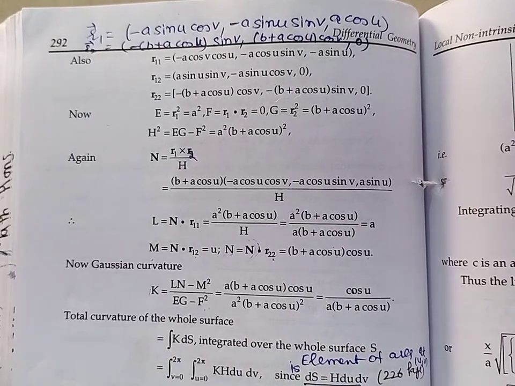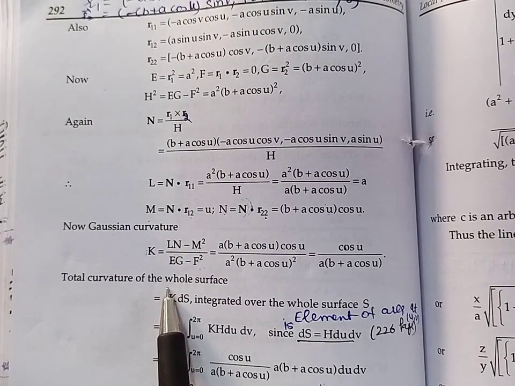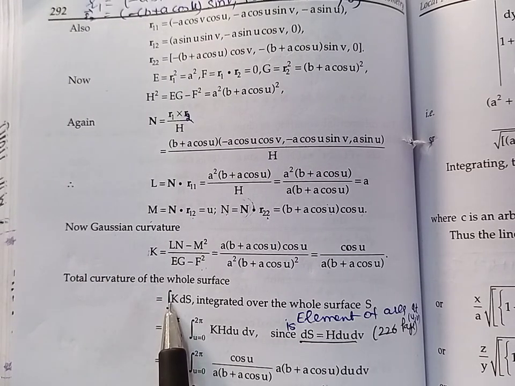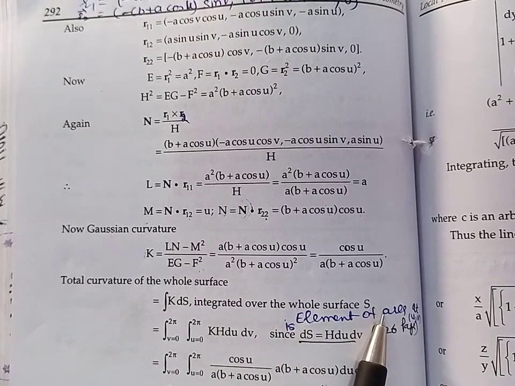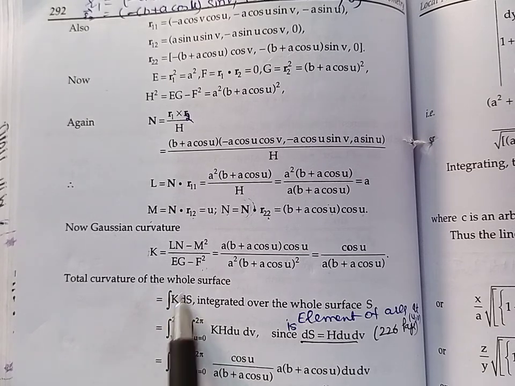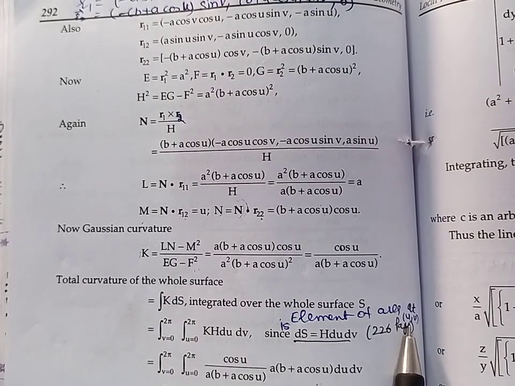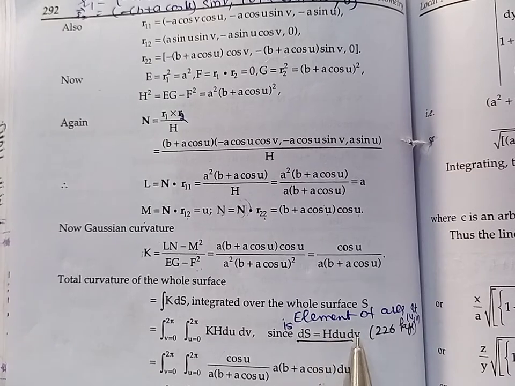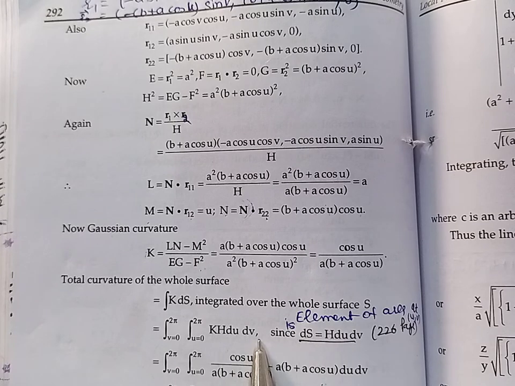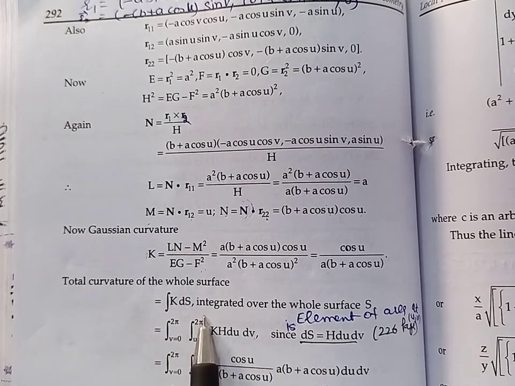Now, in the next part, we have to show that the total curvature for the whole surface is 0. By definition, total curvature is given by integrating the Gaussian curvature over the whole surface. Now, ds is the element of the area. As we already discussed in chapter 4, the element of area at any point (u, v) of the given surface is given by h du dv. So, substituting the value of ds, which is h du dv. And here the limits of integration for u and v are given in the statement. They are from 0 to 2 pi.